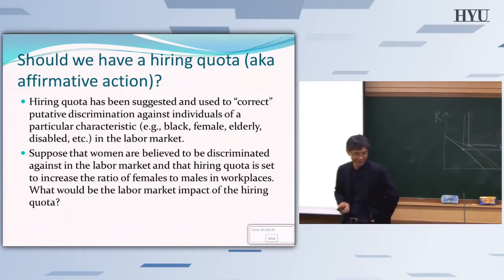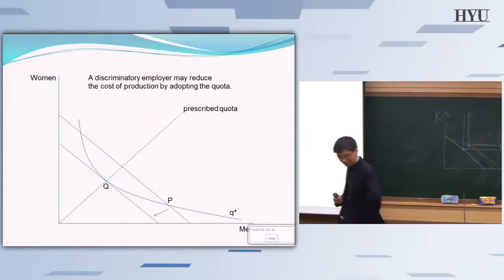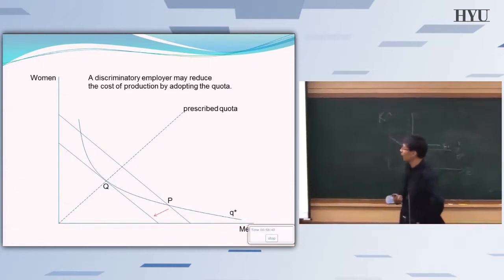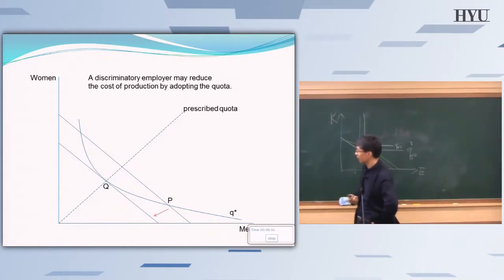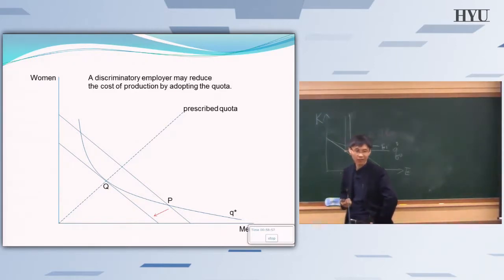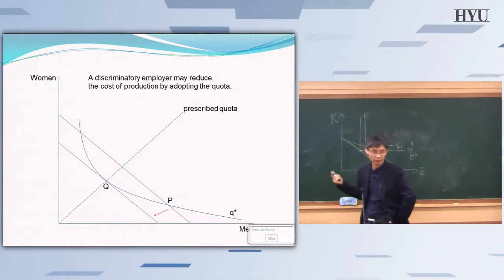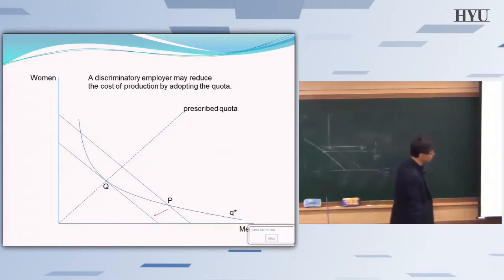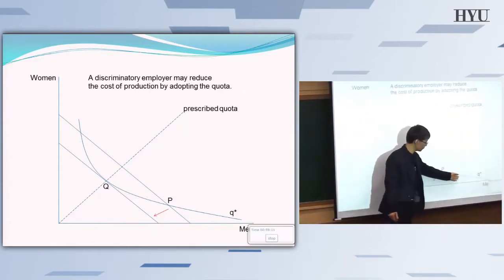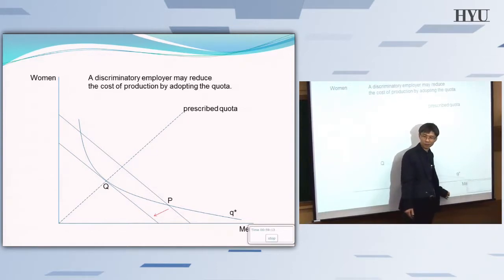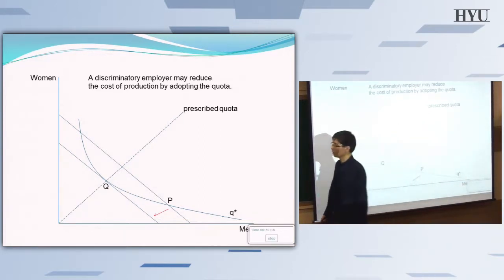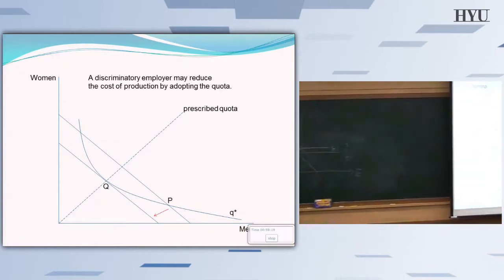It depends. The safe answer is it depends. But not always. Think of this. Let's think of a company that uses labor only. They can use men and women. They are not perfect complements, but not perfect substitutes. So in general, they use both. Let's say Q star is their profit maximizing output level.